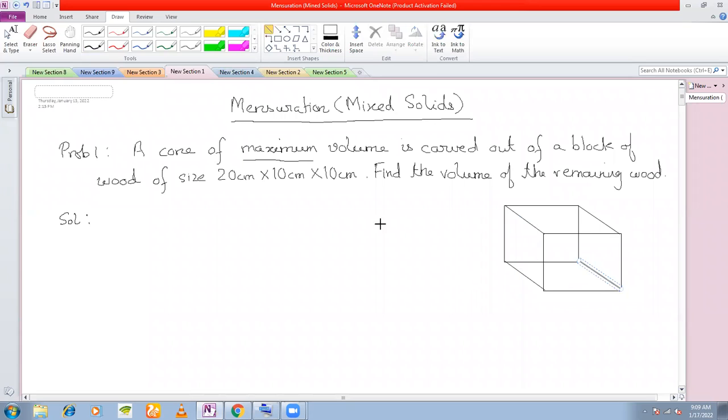if this is your cuboid and you are carving out a cone, let's say this is your length 20, this is your breadth 10, and this is your height, 10 centimeters. Now, if you are taking out a cone, how should you take it out? Should I take out the base of the cone from this rectangle here, or from the top rectangle here? Where should I take it out? That is the question. Now in the volume of the cone formula, what is the volume of the cone?